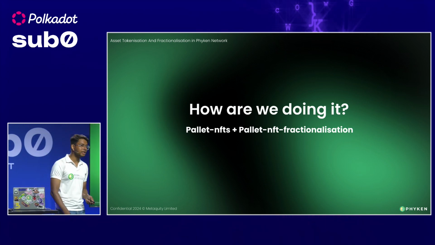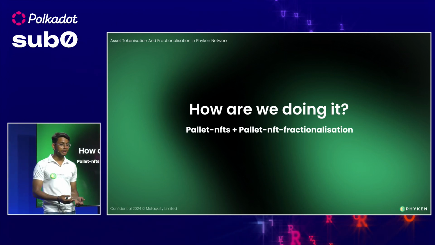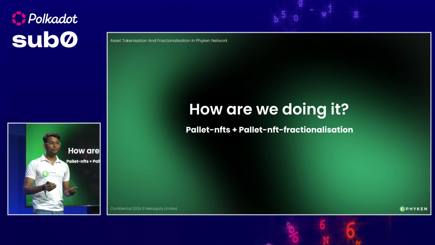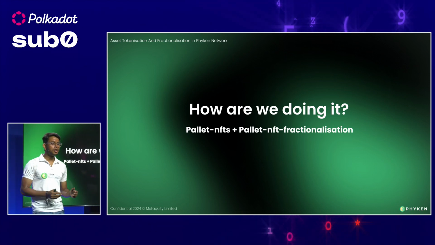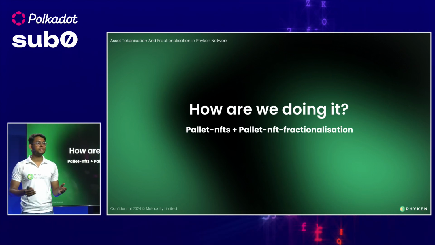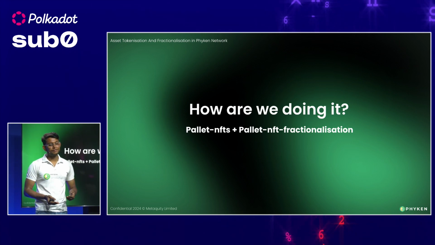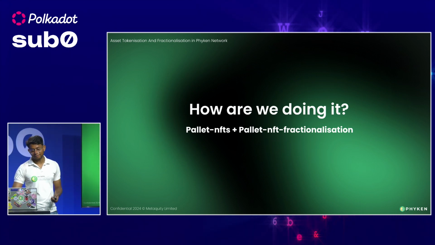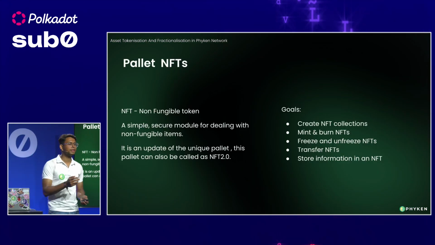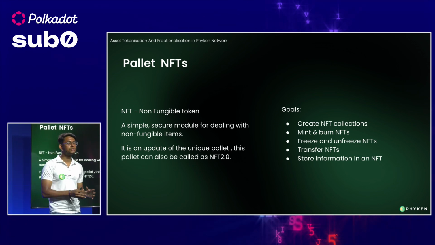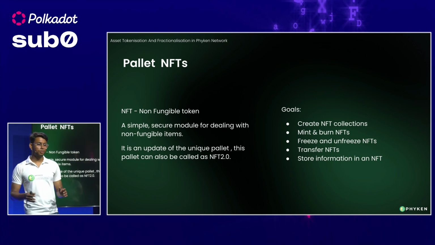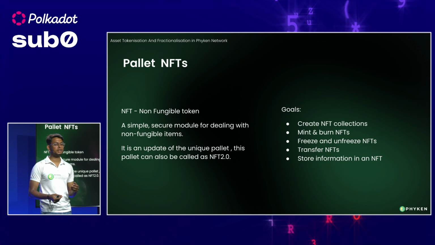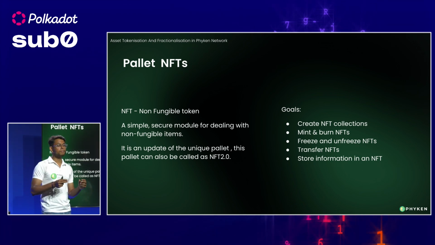But yeah, let's get to the technical part, how are we actually doing it, right? Here I'm just going to go through an overview where I do not want to get too technical. These are some of the important pallets that we are using: Pallet-NFTs and Pallet-NFT fractionalization. These pallets help us in minting the NFTs and fractionalization. We will see how exactly that is done. So just to take a closer look at what Pallet-NFT is and how we work with it: NFT is a non-fungible token, and basically this pallet helps you to deal with non-fungible items.